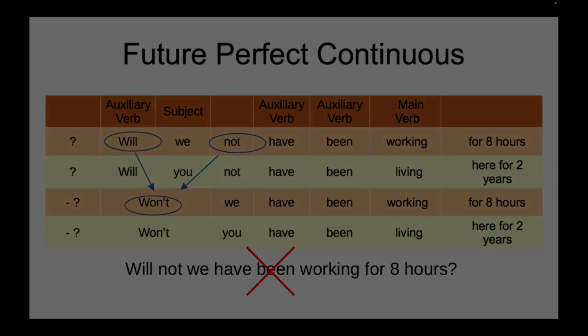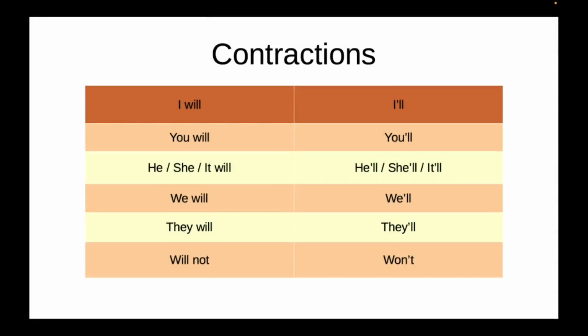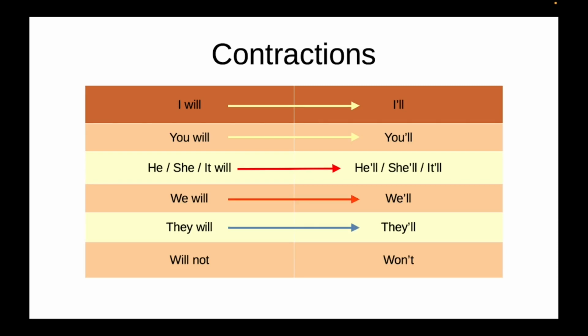This is wrong. When we use the future perfect continuous in speaking, especially, we often contract the subject and the first helping verb. So I will becomes I'll, you will becomes you'll, and so on. In negative sentences, we may contract the helping verb will and not, and that becomes won't. Okay, let's take a look at another example.